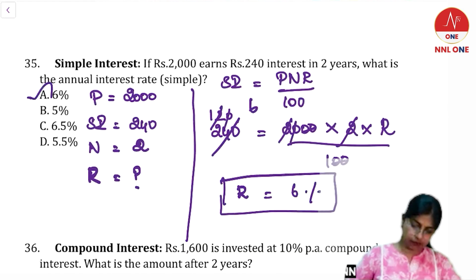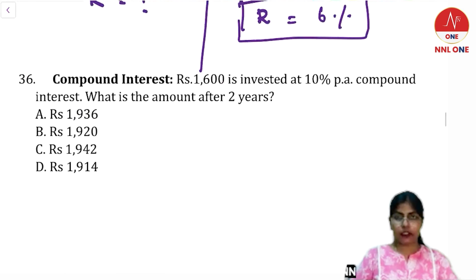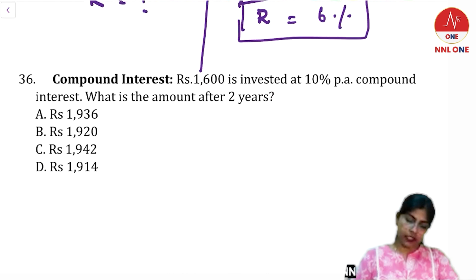Option A. Next, compound interest. Rupees 1600 is invested at 10% per annum compound interest. What is the amount after 2 years? What is the compound interest formula?